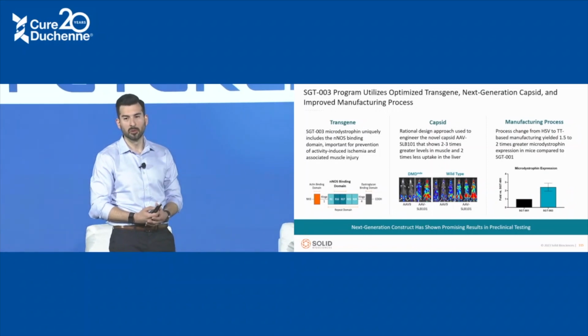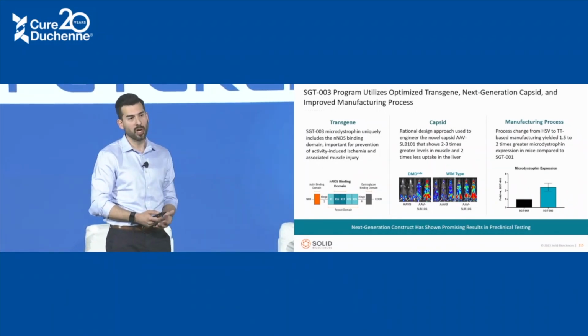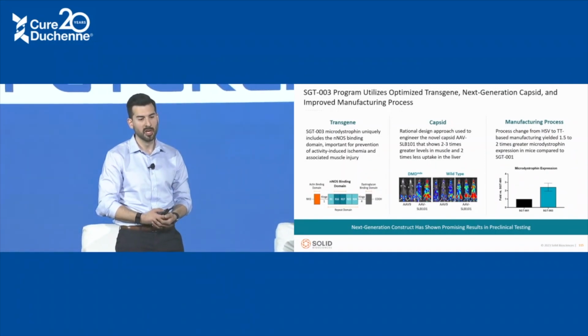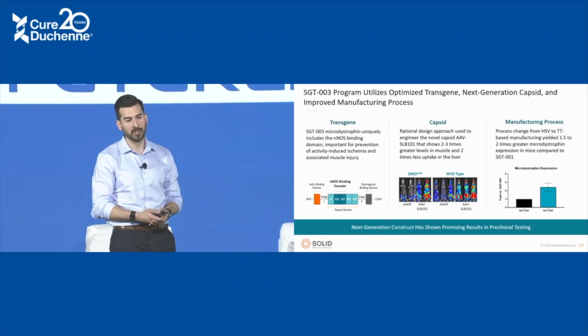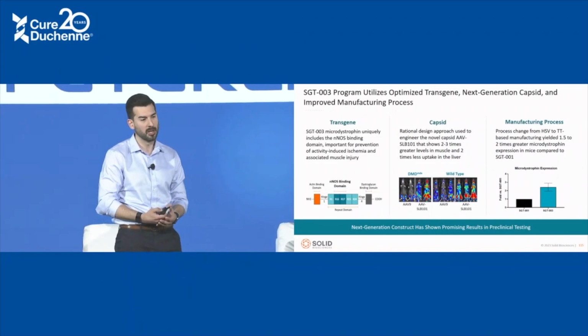Using this capsid, where we've seen multiple fold improvements, as well as an updated manufacturing process where we also see improvements over the past process that we used, we see that there could be additive benefits of our overall new strategy for SGT-003, and that's why our focus is entirely on this program at this time.